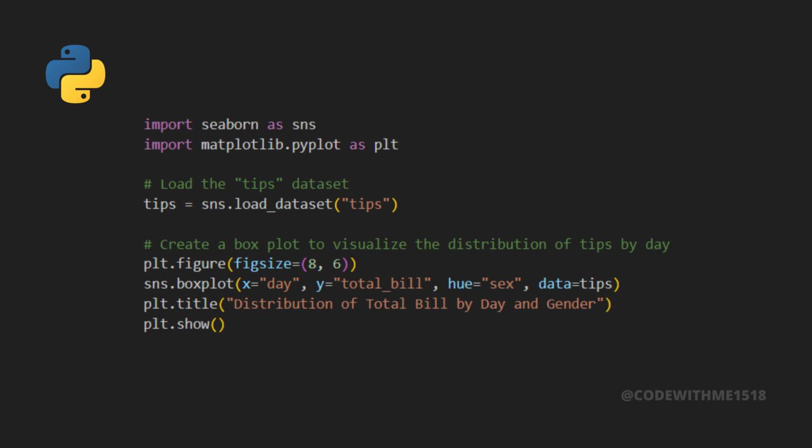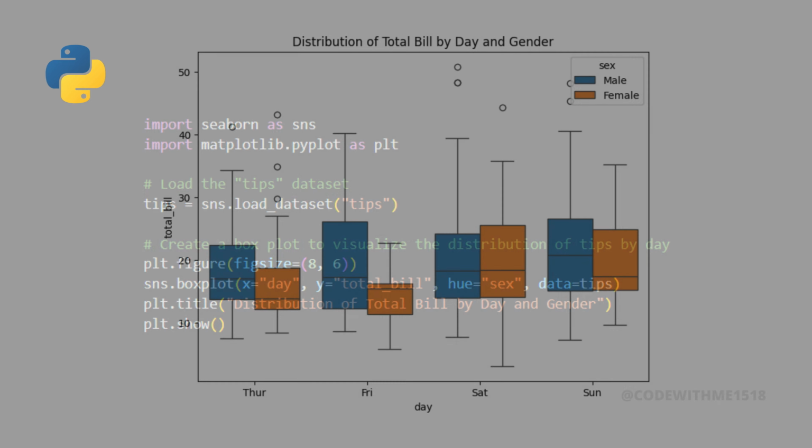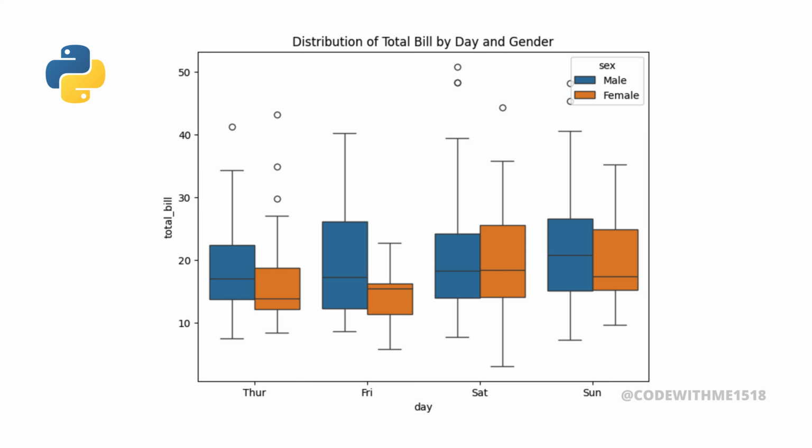Here, we've created a box plot to compare the distribution of total bills by day, separated by gender. This plot helps us quickly identify the central tendency and variability of the bills, as well as any outliers.